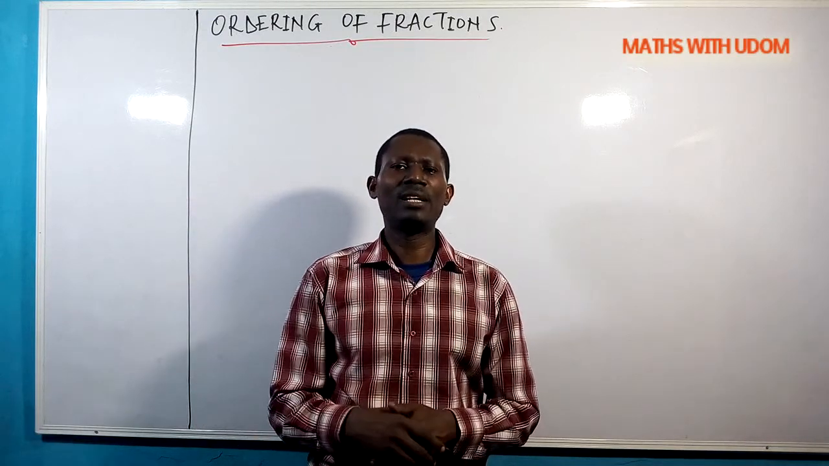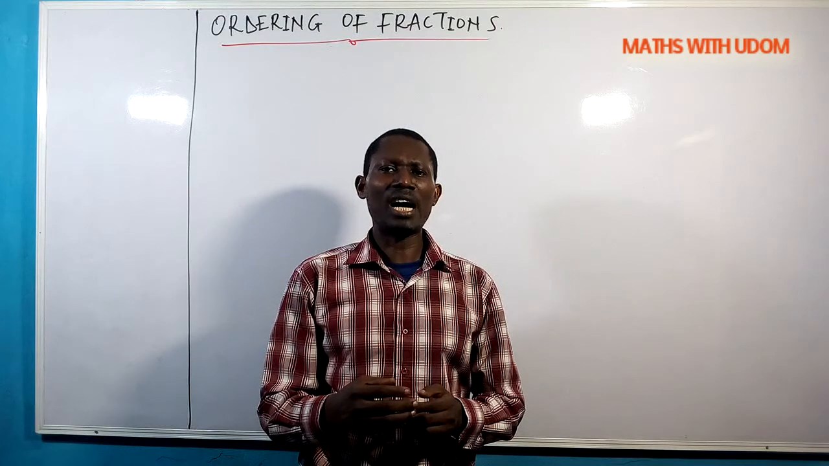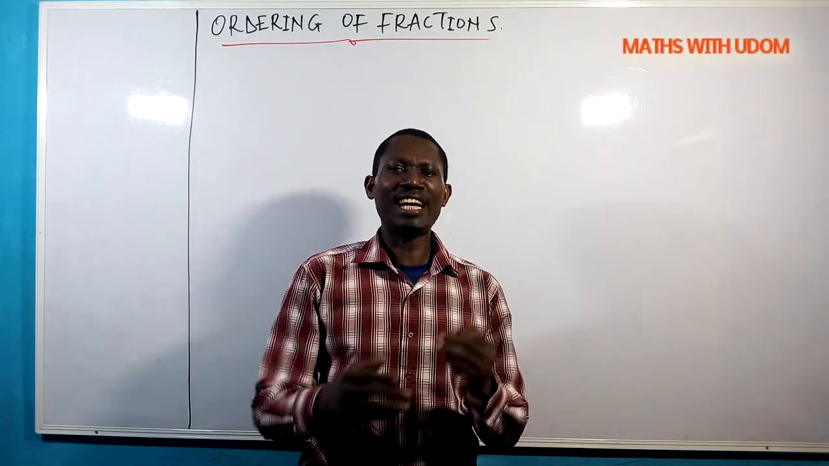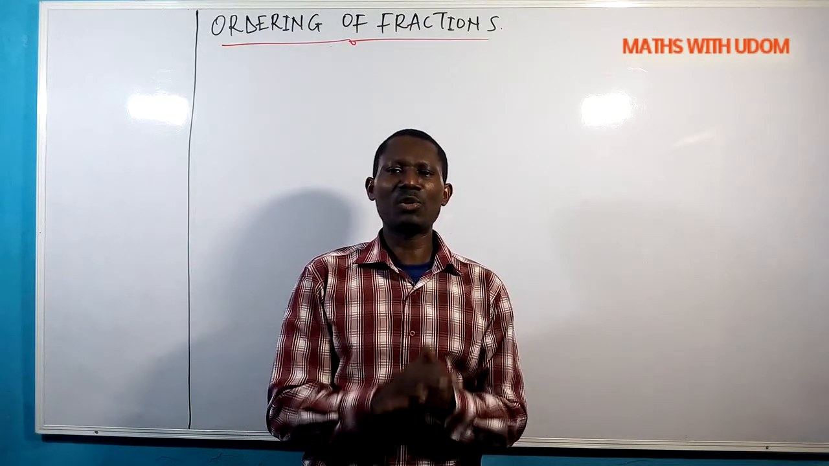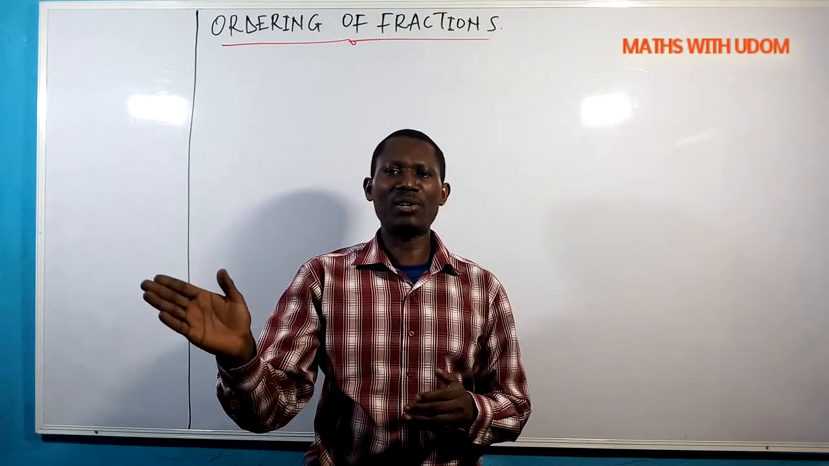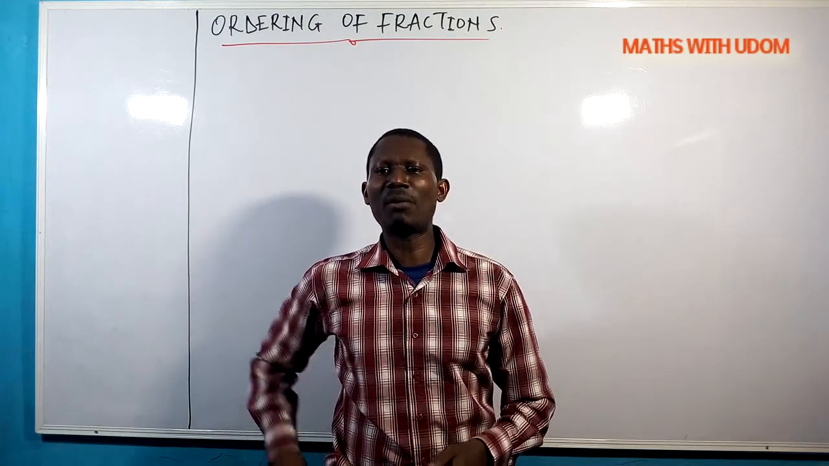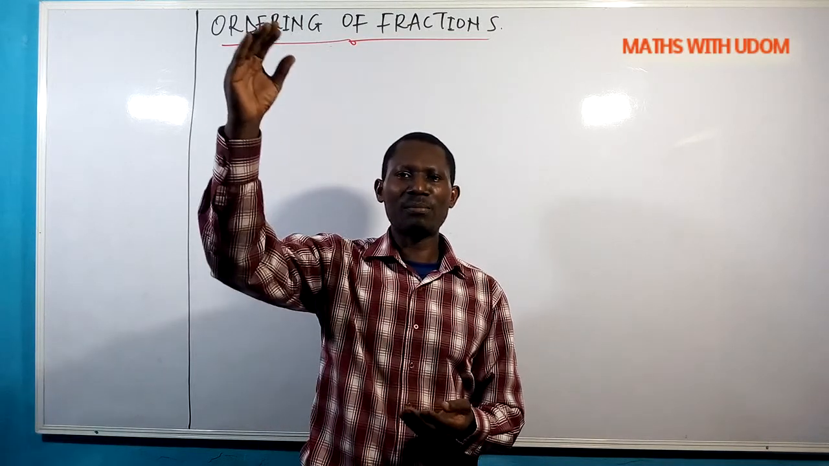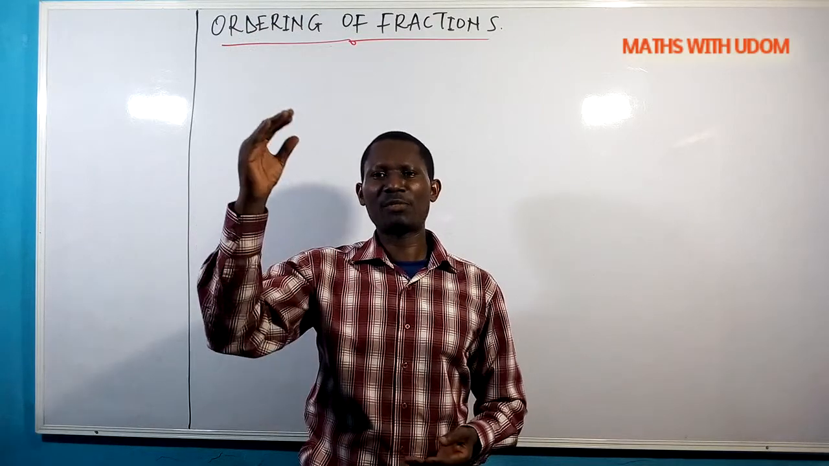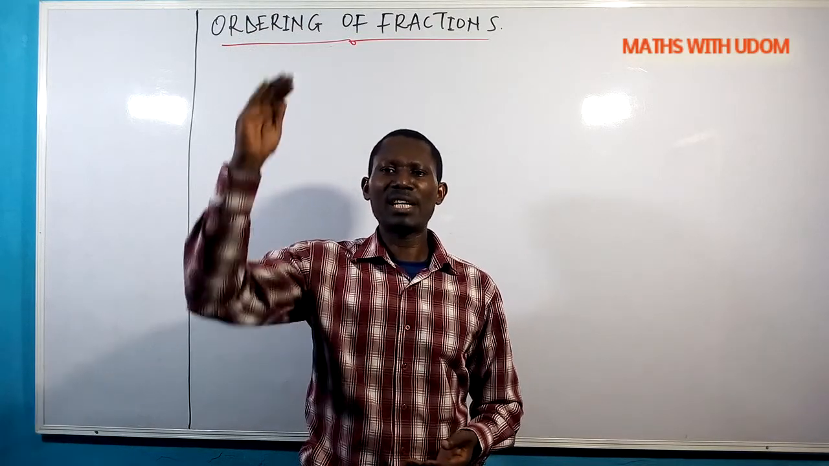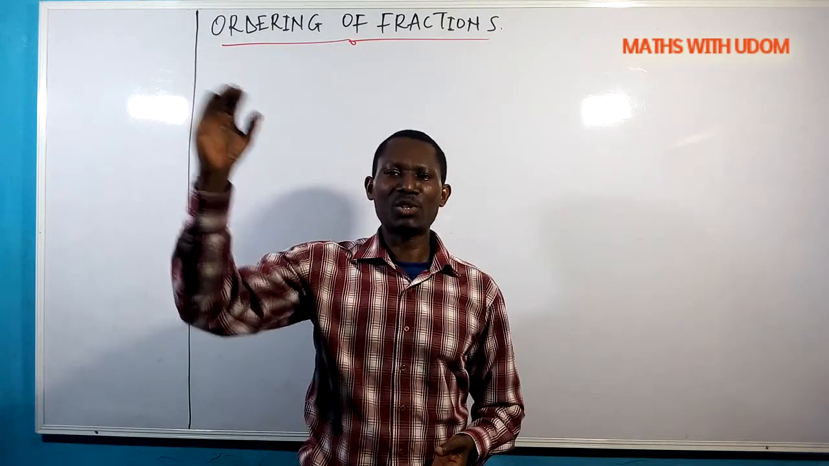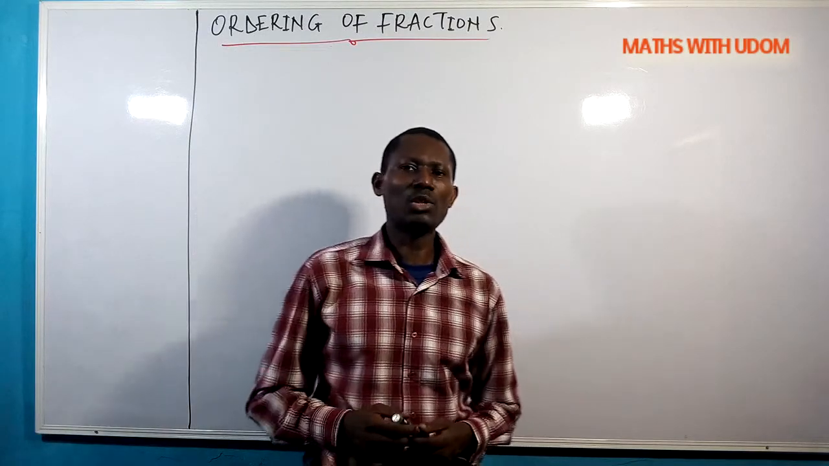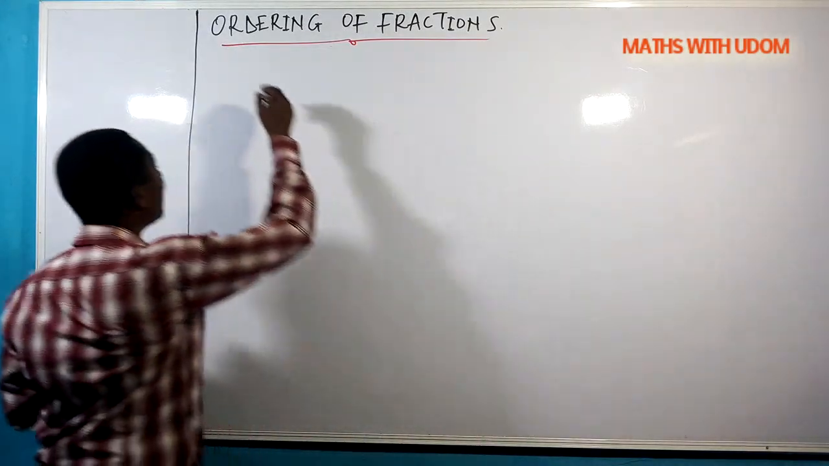Okay, arrangement. And ordering of fractions can also be likened to arrangement of numbers, either in ascending order or descending order. So fractions can either be arranged in ascending order or descending order. What is ascending order? Ascending order simply means from the smallest to the biggest number, from the smallest fraction to the biggest fraction. While descending order means from biggest fraction or biggest number to smallest number, biggest fraction to smallest fraction.